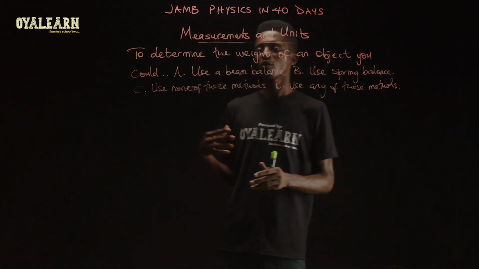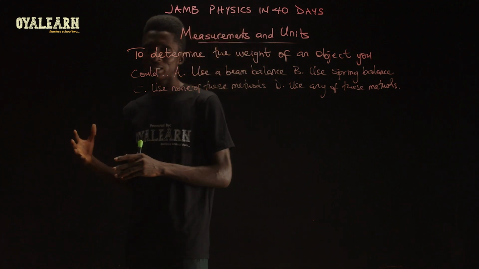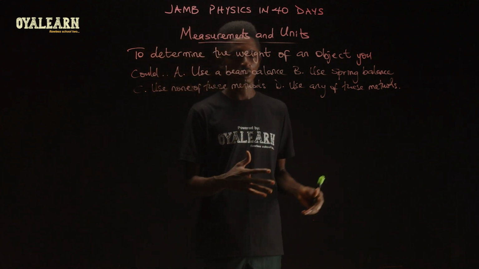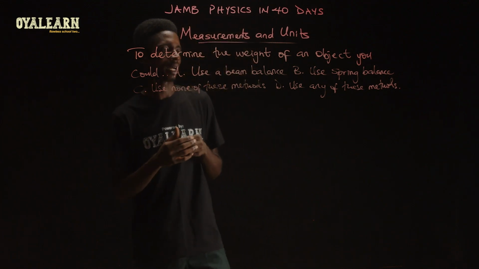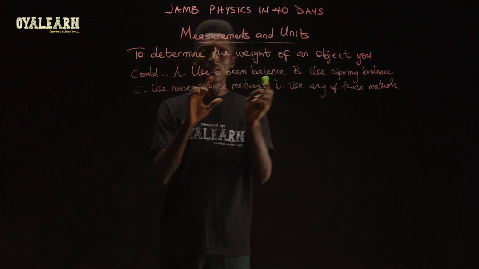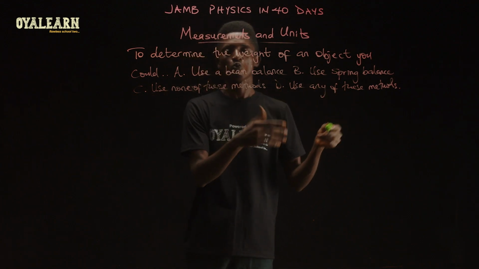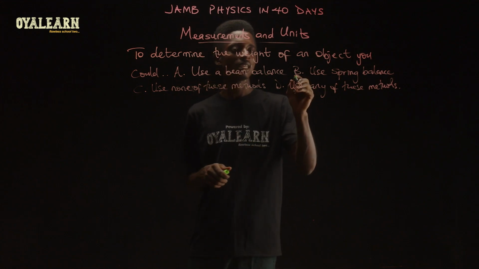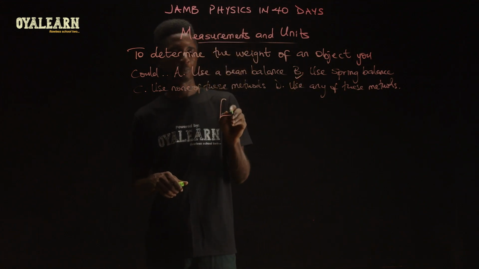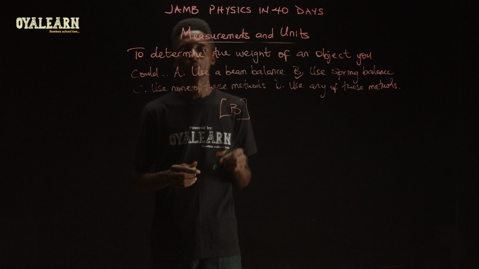And you know that in the case of mass, mass is a fundamental quantity while weight is a derived quantity. So that's one thing to also put behind your mind at that point. So note this: beam balance to mass, spring balance to weight. So if you are to determine the weight of an object, you would use a spring balance. So option B is the correct option.